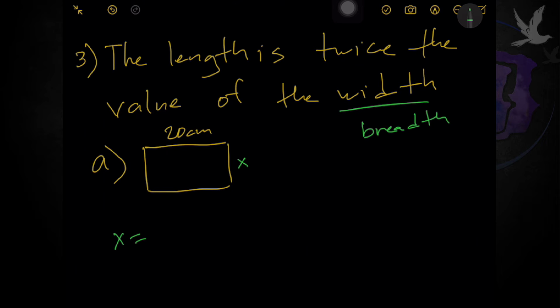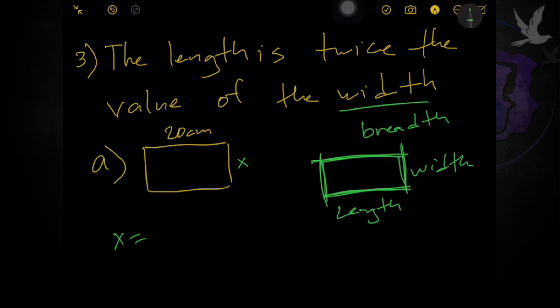instead of width. Okay, what exactly are length and width? What do you mean by length and width? For a usual two-dimensional shape, the one that is horizontal is the length, and the one that is vertical is the width. Okay, so this is for a two-dimensional figure. For a three-dimensional figure, it's different. Anyway, just to show you the difference between length and width. It says there that the length is twice the value of the width.